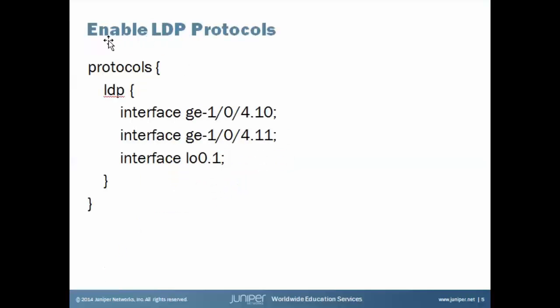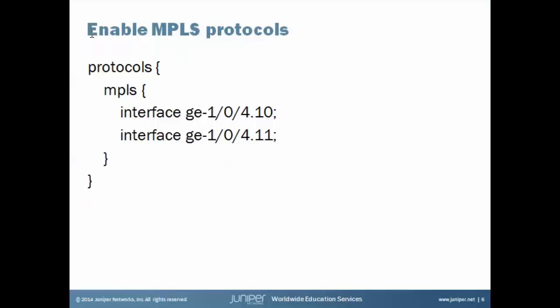And then we enable the LDP protocol. Set protocol LDP interface ge-1/0/4.10, set protocol LDP interface ge-1/0/4.11, and then set protocol LDP interface lo0.1. Because we are using LDP-based VPLS, we must enable the loopback. The GE interfaces are facing from PE1 to PE2 and PE3.